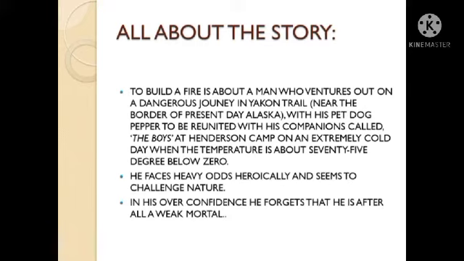Let us understand all about the story we are going to learn. To Build a Fire is about a man who ventures out on a dangerous journey on the Yukon Trail near the border of present-day Alaska with his pet dog Pepper, to be reunited with his companions, called the boys, at Henderson Camp on an extremely cold day when the temperature is about 75 degrees below zero. He faces heavy odds heroically and seems to challenge nature. In his overconfidence, he forgets that he is, after all, a weak mortal human being.